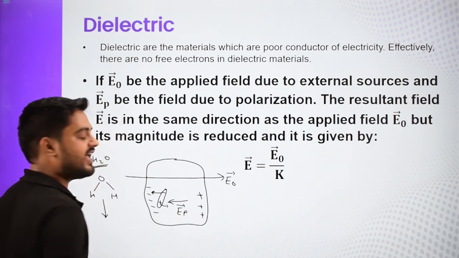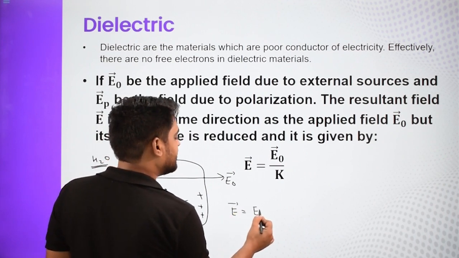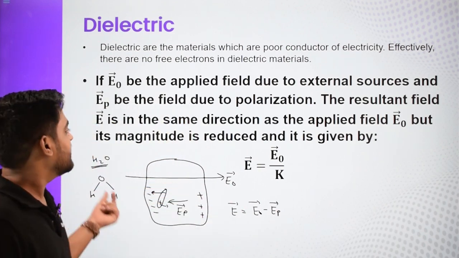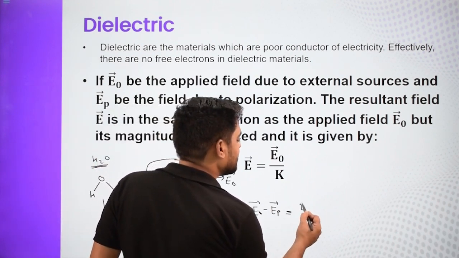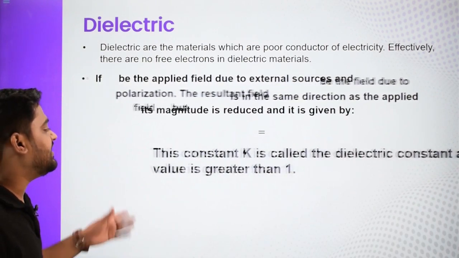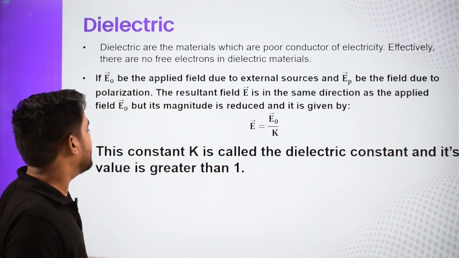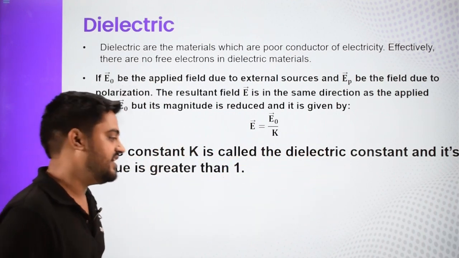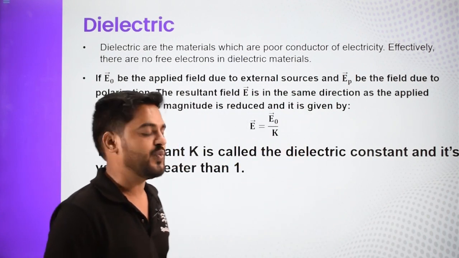If we talk about the net electric field, the net electric field is basically E naught minus EP. The net is still in this direction only, and it is reduced by K. So this is basically the original divided by K. What is K? This K is called the dielectric constant. So the electric field is reduced by a certain factor, and that factor is called the dielectric constant. Generally, the dielectric constant is greater than 1. For air and vacuum, we can say that the dielectric constant is equal to 1.